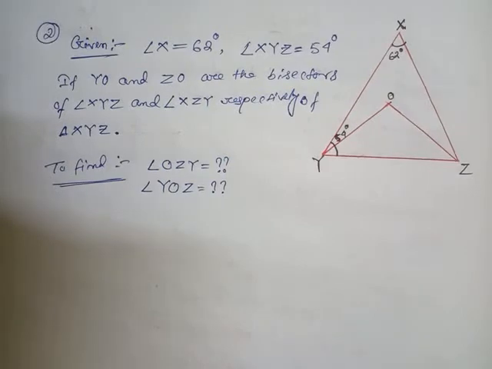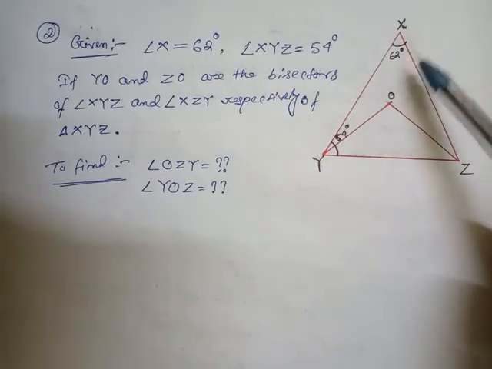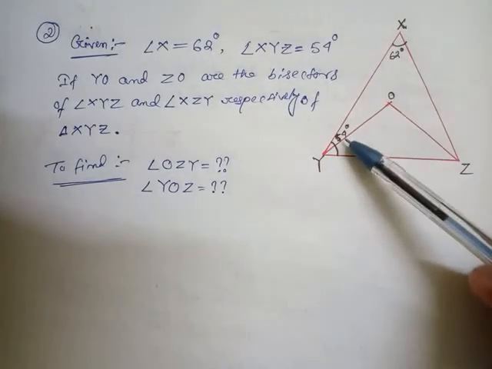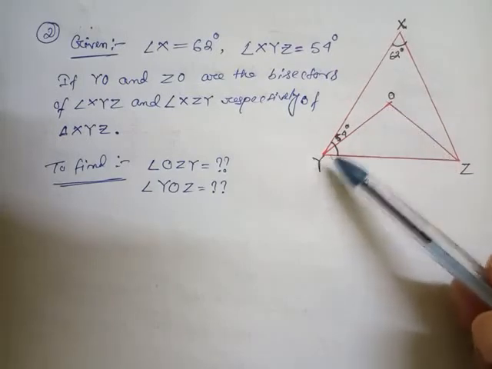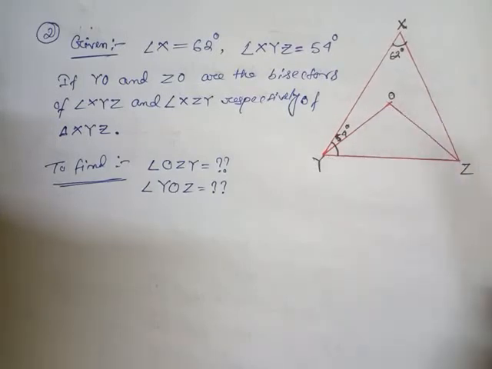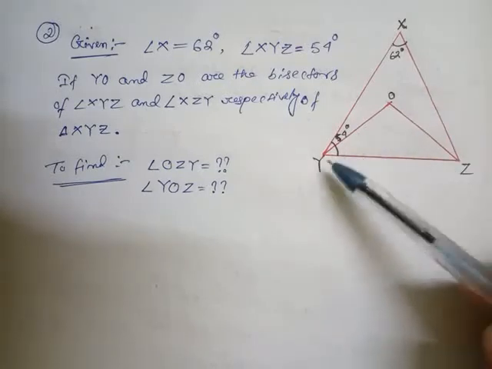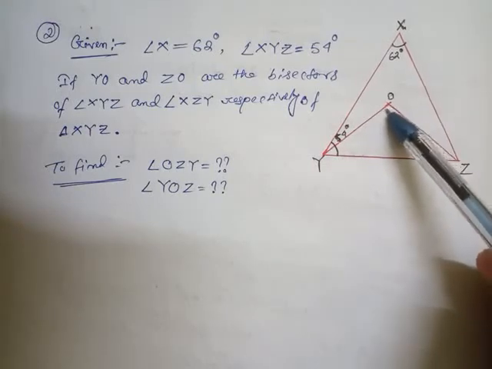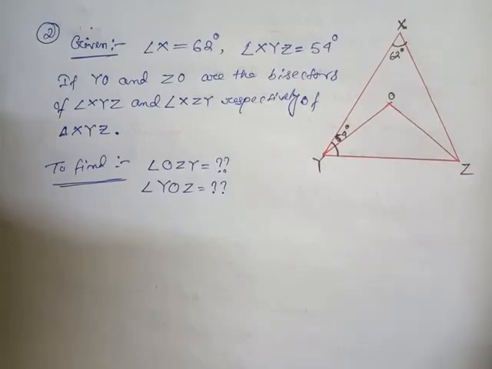Student, now we are going to solve exercise 6.3 question number 2, class 9 general maths. As you can see in the video, there is a question and there is a diagram of question number 2. Angle X equal to 62 degrees and XYZ, this whole angle, equal to 54 degrees. YO and ZO are the bisectors of angle Y and angle Z respectively. We have to find OZY, which means this angle, and YOZ, which means this angle. So student, let's have a look how to solve this one.